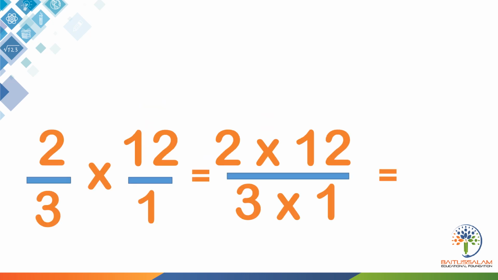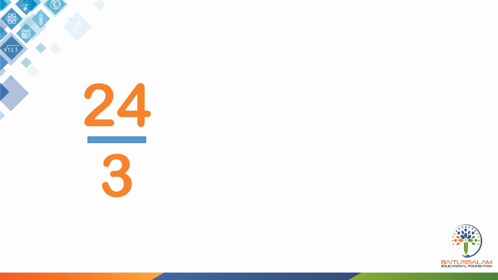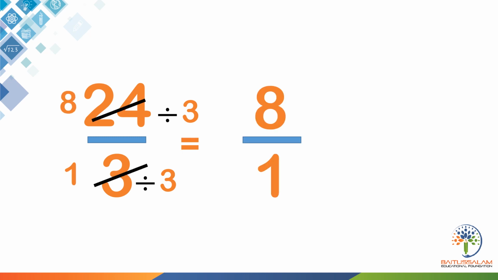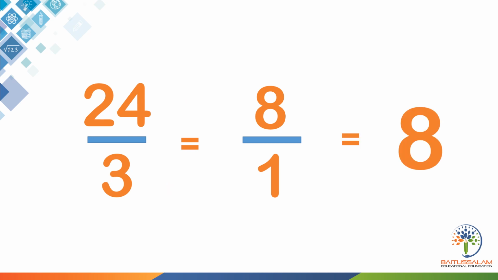2 times 12 upon 3 times 1 comes out to be 24 upon 3. As always, we need to simplify the answer. 24 and 3 both are divisible by 3. This comes out to be 8 upon 1, and any fraction upon 1 is simply the whole number, and we end up with 8. So, from the 12 cans, you can drink 8 cans.